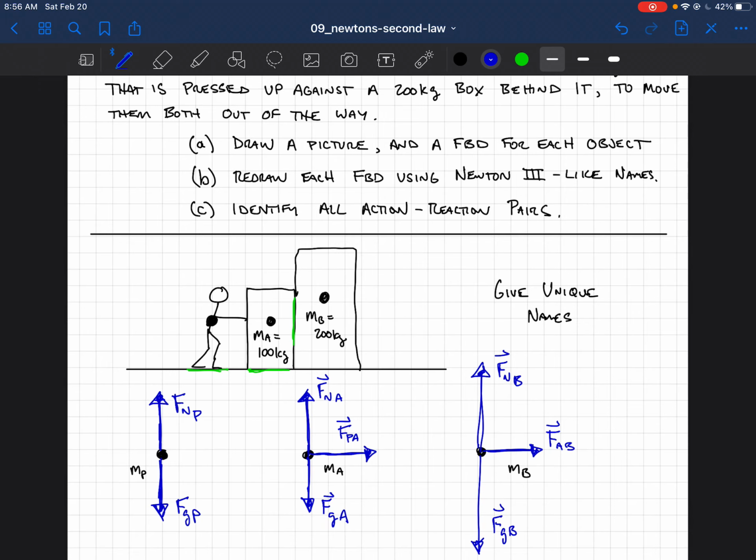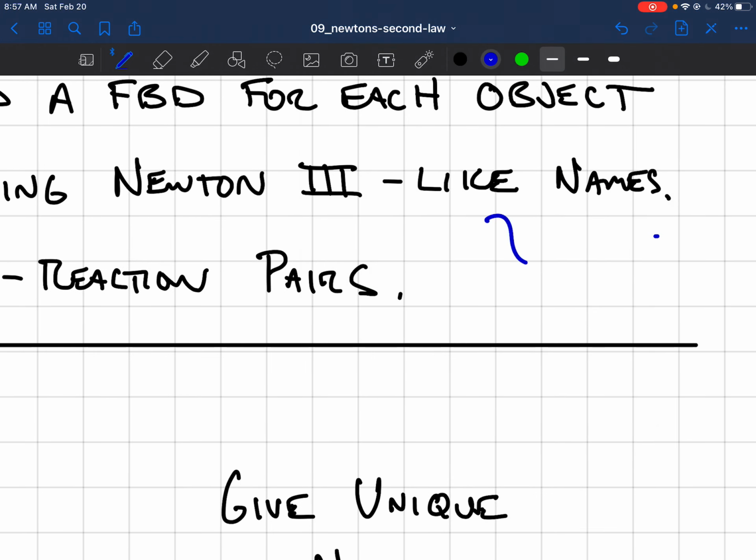So the next step, part B, says to redraw each free body diagram using Newton's third-law names. So remember, Newton's third law says that the force of object A on B is opposite to the force of object B on A. So Newton's third-law names means to give two objects within the force name, and the second one is the one that we act on. So if we're drawing a free body diagram, for example, for the person, then all the forces acting on the person should say on person. And then we'll use the other object that's acting on them.